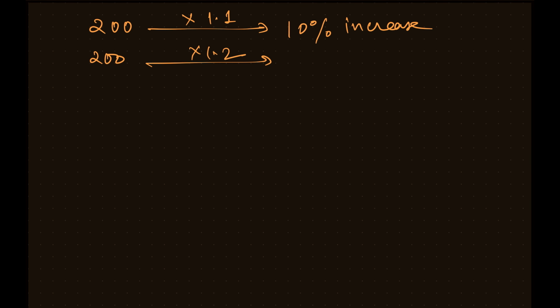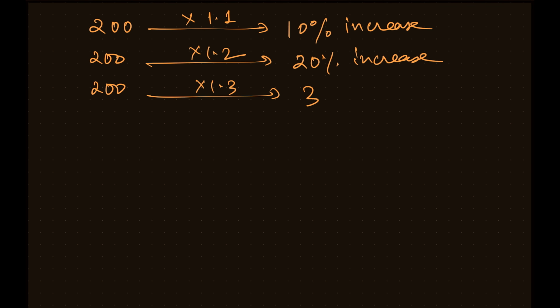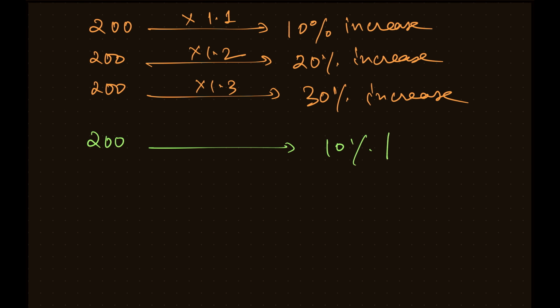So if we have to increase 200 by 10%, then we will multiply by 1.1, so it will increase by 10%. Similarly, if we multiply it by 1.2, it will increase by 20%. If we multiply 200 by 1.3, it will increase by 30%. Similarly, if we want to decrease by 10%, we will multiply it by 0.9. Okay, we will see how this happens.